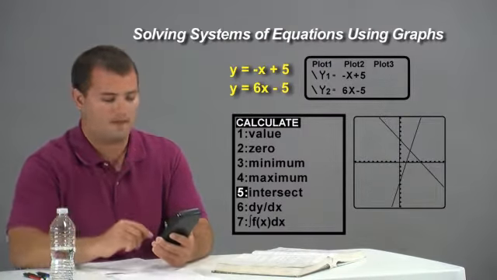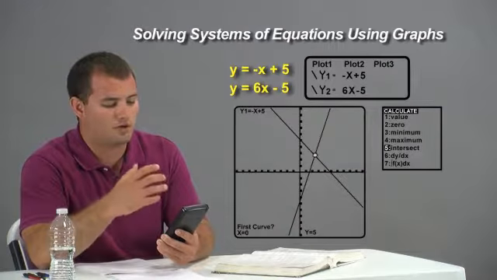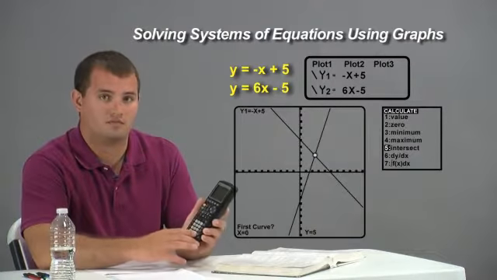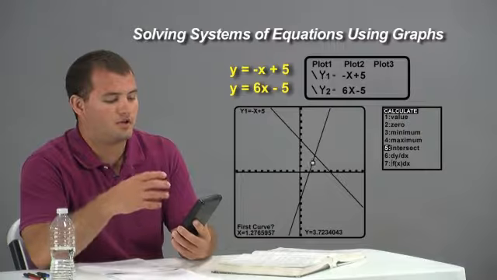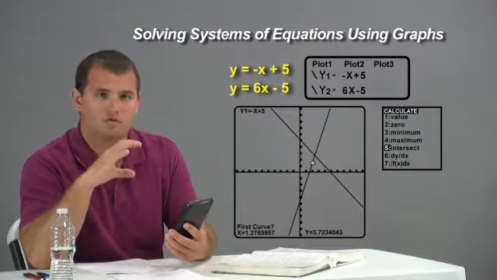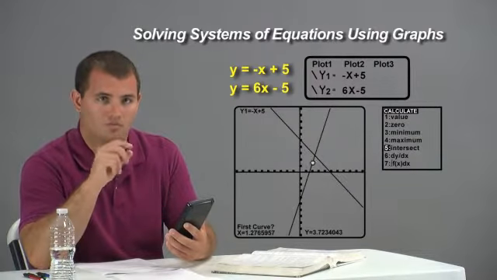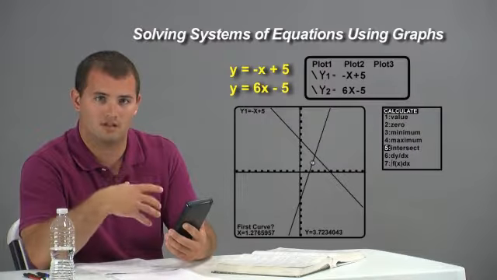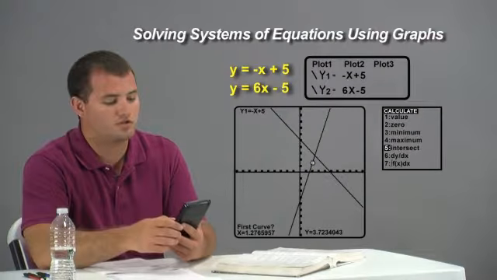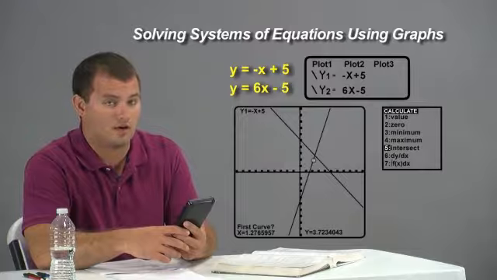Now looking at your graph, you should have a cursor on one of your lines and it should be flashing. I want you to move that cursor using the left and right arrow buttons close to the intersection. You don't have to be exact, but just move them close. And when you're pretty close, push enter. After doing so, the cursor will move to the other line and it'll be flashing as well. I want you to move it again using the left or right arrow buttons close to the intersection. And you don't have to be exact.